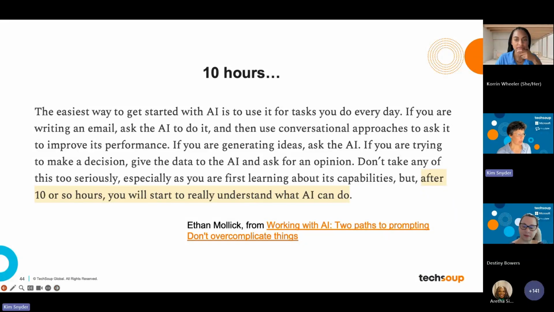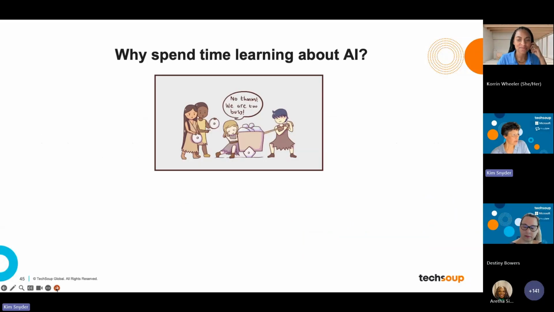So the easiest way is just to use it for tasks you try out every day. Some of it will work, some of it will not. Some of it will be like, ugh, don't ask AI for that, right? After about 10 or so hours, you start to develop a way of, made-up word here, dialoguing with it, right? And that is really the best way to learn, is really teaching yourself, right?